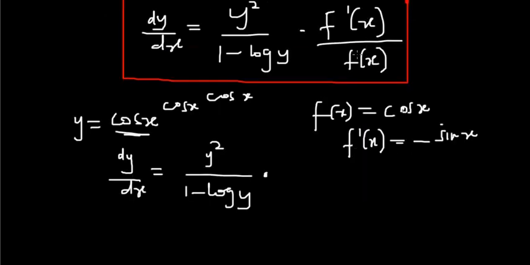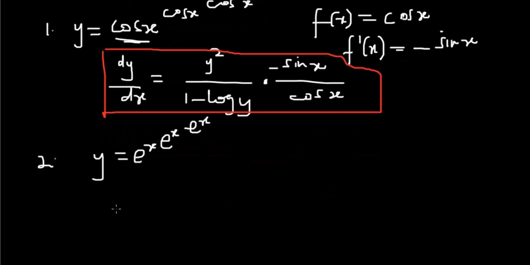So all you have to do is insert it into this formula. So we have f prime of x divided by f of x. So f prime of x is negative sine of x, divided by f of x, which is cos of x. So from here the same principle applies.